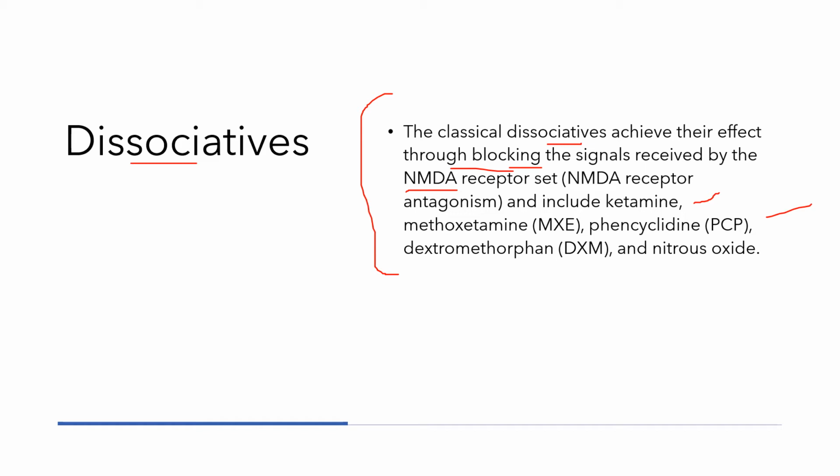And another one is dextromethorphan and even nitrous oxide. This is used as an anesthetic. It is a gaseous substance, but all these can cause dissociation by blocking these receptors.